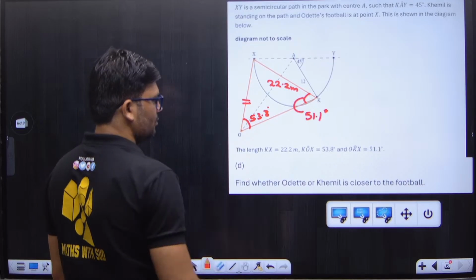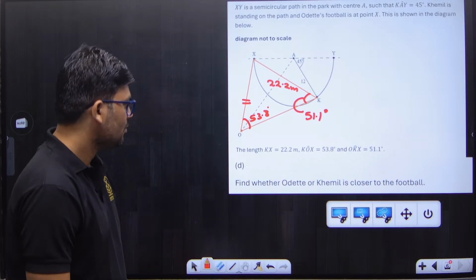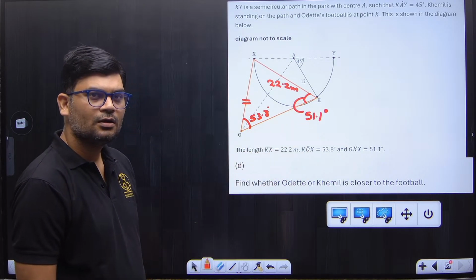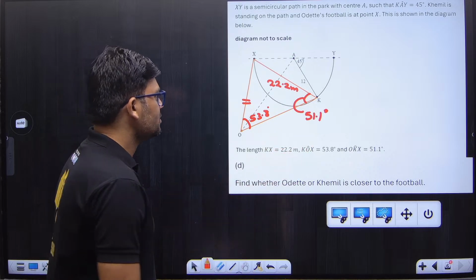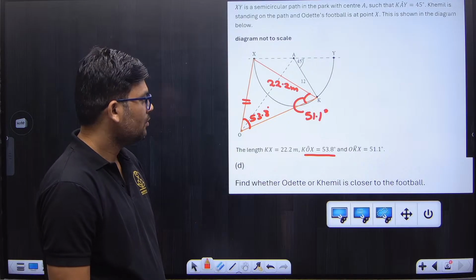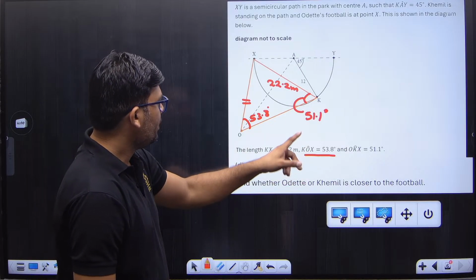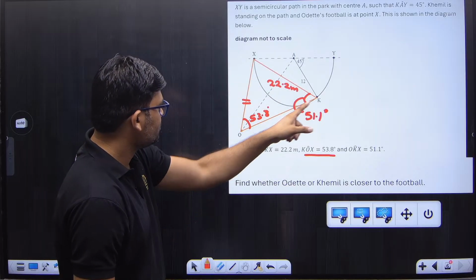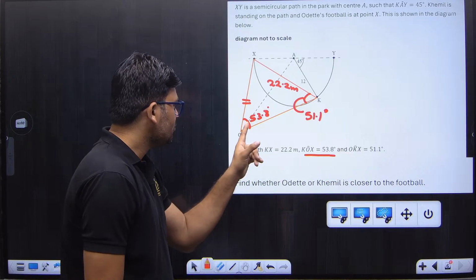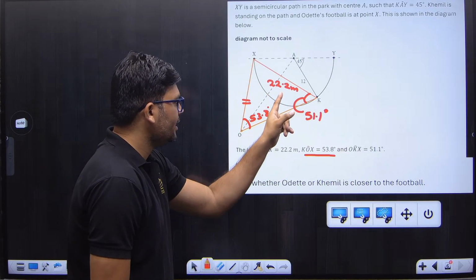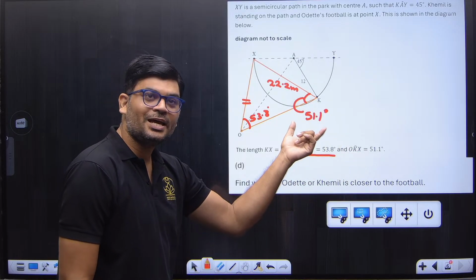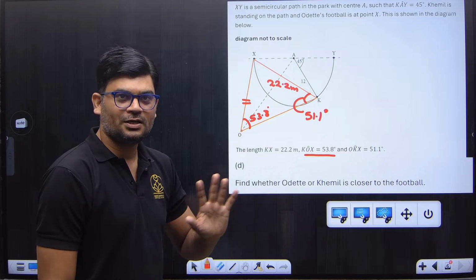I don't understand which one is 51.1 degrees. This angle you are not understanding? Why are there two angles? They have given to us. It's not my fault. No, the drawing. See, KOX, where is K? K is here, O is here, X is here. So angle KOX is 53.8 degrees. Angle OKX: O is here, K is here, X is here. OKX is 51.1 degrees. So what is the doubt in this? This is the information they have given to us. It is not that you found it out.